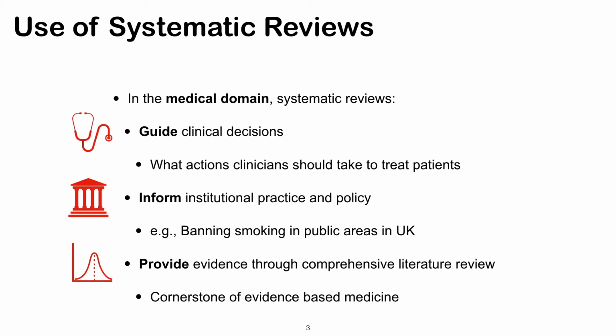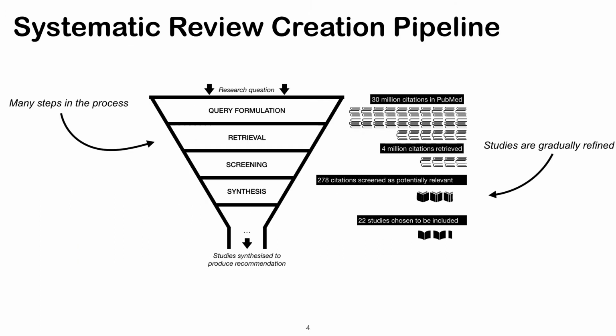There are many uses for systematic reviews, but in the medical domain, which is the area of this talk, systematic reviews guide clinical decisions, for example, what actions a clinician should take to treat and diagnose patients. They inform institutional practice and policy making. There's a famous example of a systematic review being used to assist banning of smoking tobacco in public areas in the UK, and they provide evidence through comprehensive literature review. They form the cornerstone of evidence-based medicine.